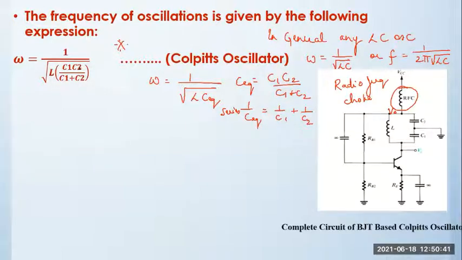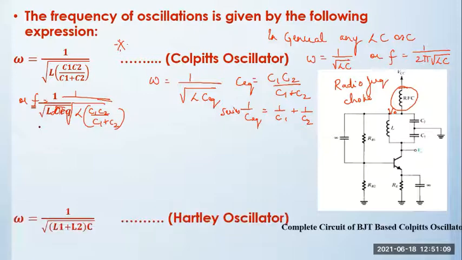Again, I told you the derivation is not there for you, but the formula you should remember, and explanation of the operation. Or you can say F is equal to 1 by 2 pi root L into C1 C2 by C1 plus C2, or you can call it C equivalent. Okay, this is the equation for the Colpitts oscillator.